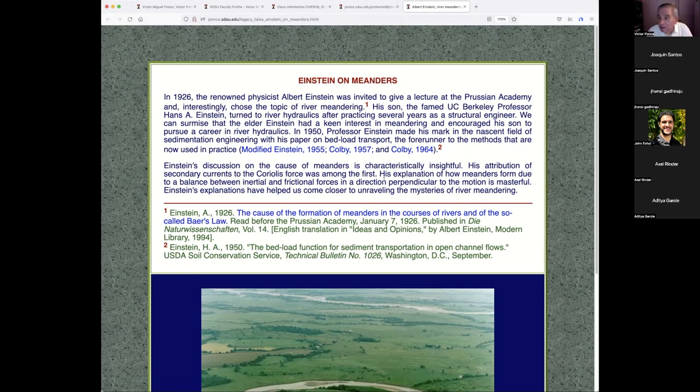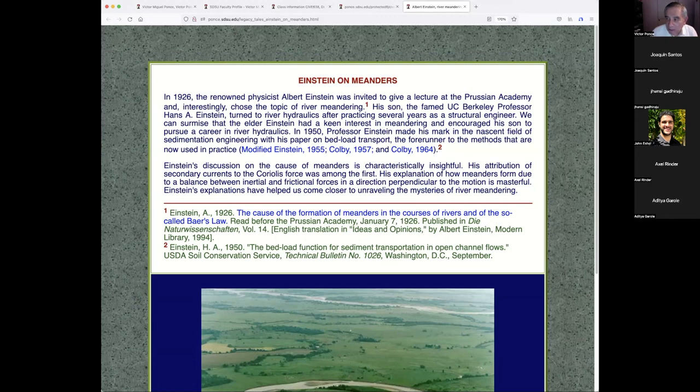Professor Einstein went on to study sedimentation engineering at the Swiss Polytechnic, one of the best schools in Switzerland. And then he came to the United States in the late 30s, and he had to come because of the issue with the war. And then one thing led to another, and 10 years later, he was teaching at Berkeley. Why was that? Because in 1950, he published a paper called The Bed Load Function for Sediment Transportation in Open Channels. And being who he was, and it was a great paper, the University of California, Berkeley invited him to be a professor out there. So he spent the next 23 to 25 years teaching there until he passed away.